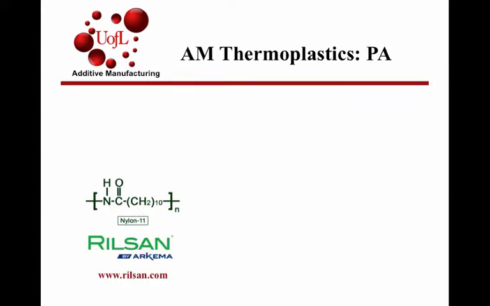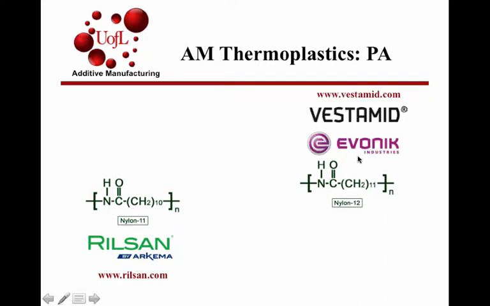Rilsan is a brand name under which nylon 11 is commonly available in the market, and Arkema is the company that offers that. Nylon 12 also follows the same category. Here there are 12 carbon atoms as opposed to 11, and that makes it nylon 12 as opposed to nylon 11. Polyamide, so this is the amide repeat unit in both cases that defines the class of polymers. Nylon 12 is known as a Vestamid brand that is manufactured and marketed by Evonik Industries.